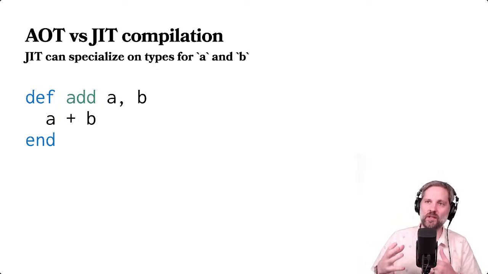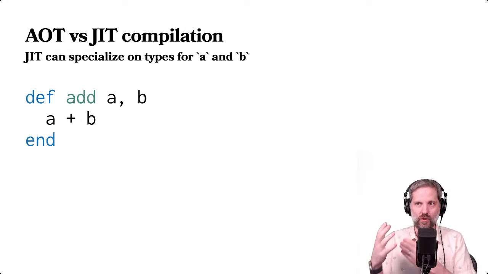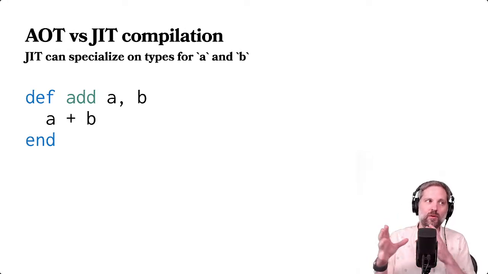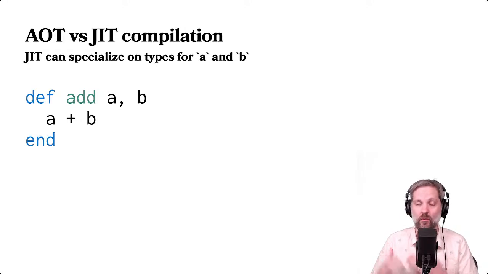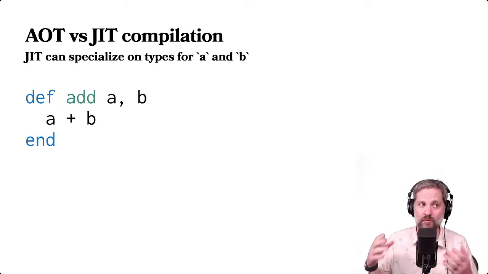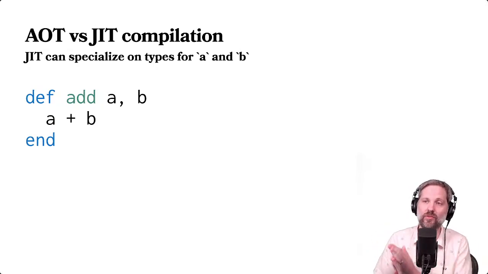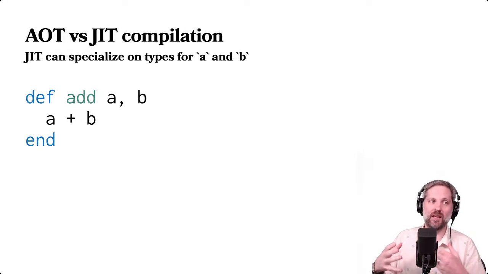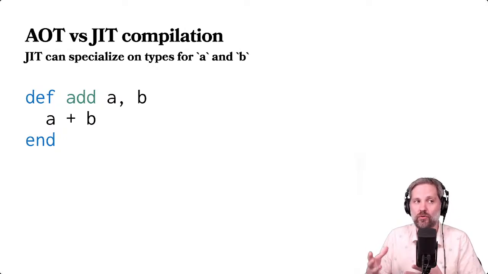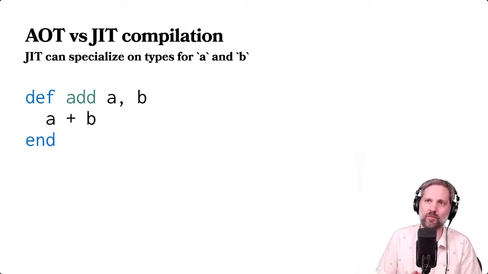The problem is, when we turn it into a binary, we have to be able to deal with any type that goes into the add method. As Ruby programmers, we know that the plus method could work on numbers, integers or floats, also strings. Maybe it could be random objects that happen to implement the plus method. If we were going to do this ahead of time, we would have to take into account every one of those possibilities. We could produce a binary that would handle all of them, but we would end up with a very complicated amount of machine code just for this simple method.